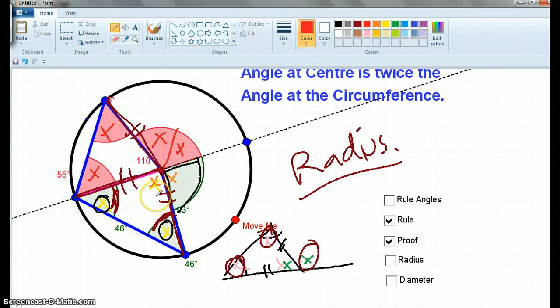Does that make sense? So now I've proved that this angle here is a red one and a green one, and this is two red and two green. So this angle here is double that angle there. So that's the proof. Hands up who got the proof. Oh, about 5? That's all right.